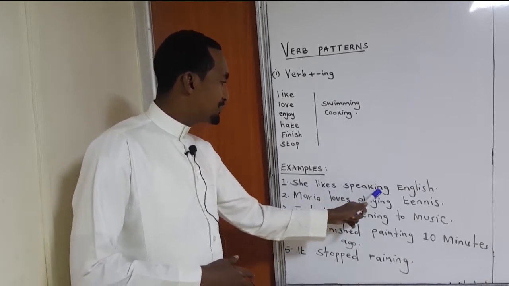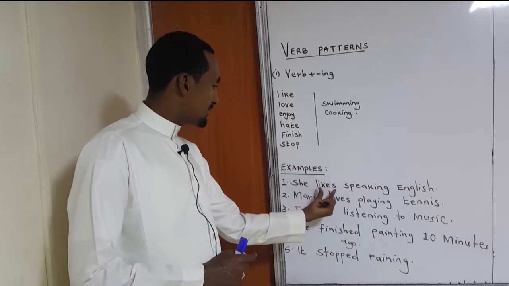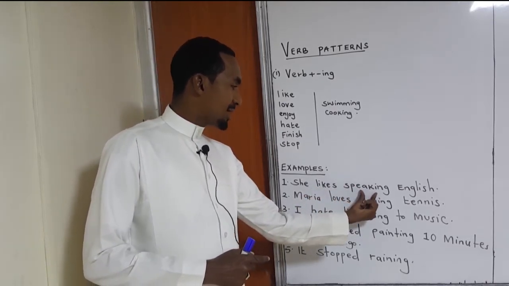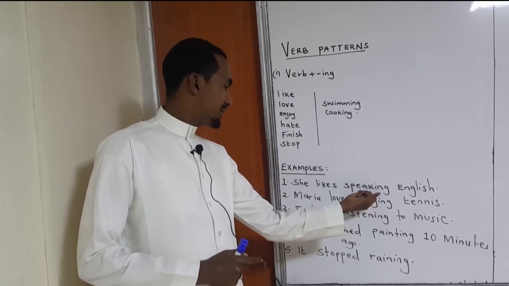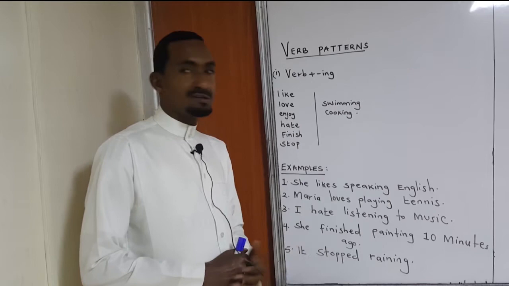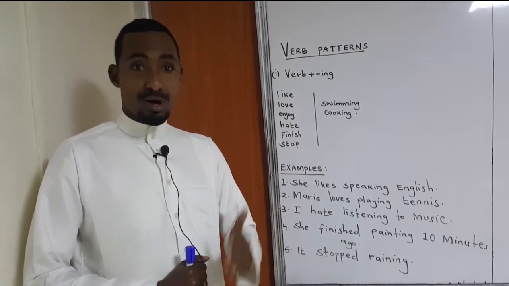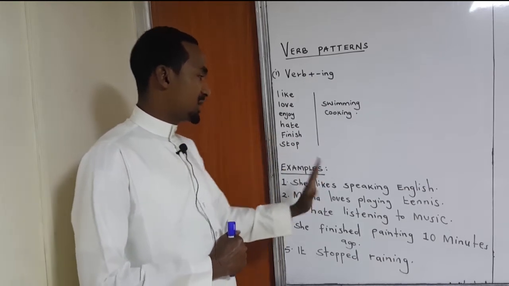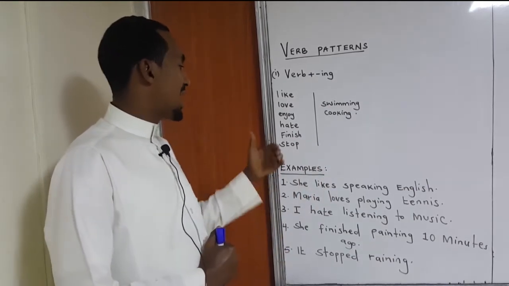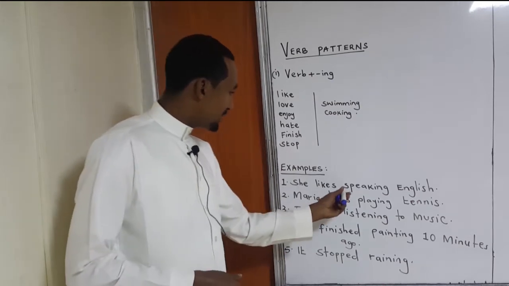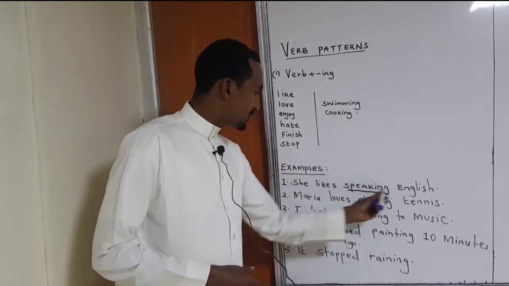She likes speaking. She likes speaking English, and this is a fact. It is present simple. She likes speaking English. So this one is not present continuous.